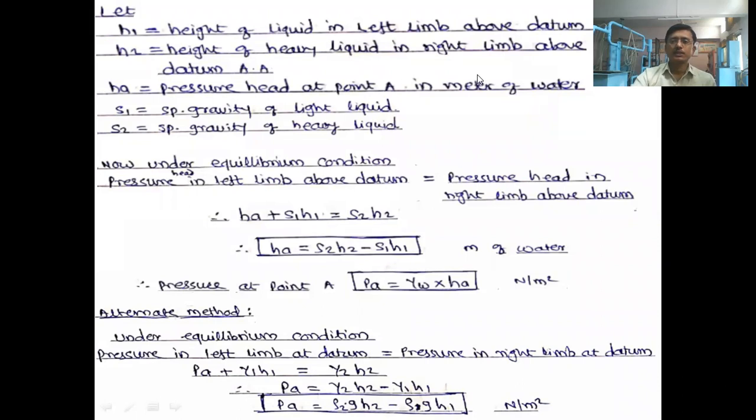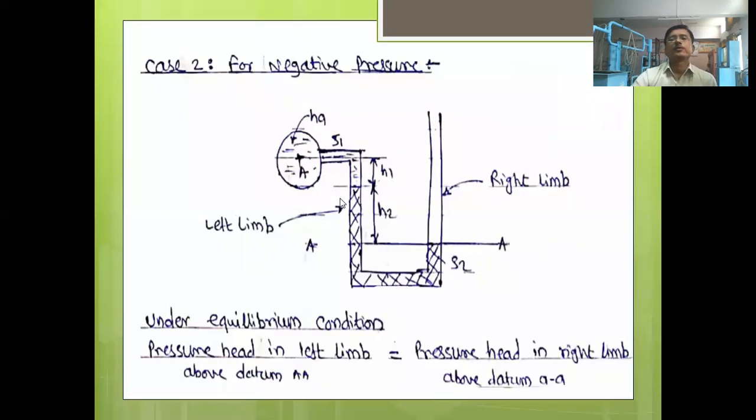So now we'll see the second case, that is for the negative pressure or vacuum pressure. This is the diagram for it. Case 2, write down there, Case 2 for negative pressure. Now you can observe here, instead of rising the mercury level in the right limb, it has decreased and it has increased in the left limb.